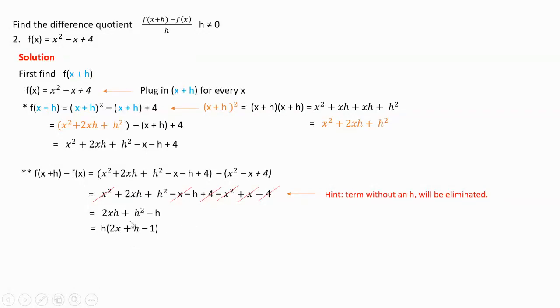Now I'm going to factor out an h. And now comes step 3, which is the whole difference quotient. So the h's will cancel, or h divided by h will give us 1. So that's my result. This is the result that we're looking for.